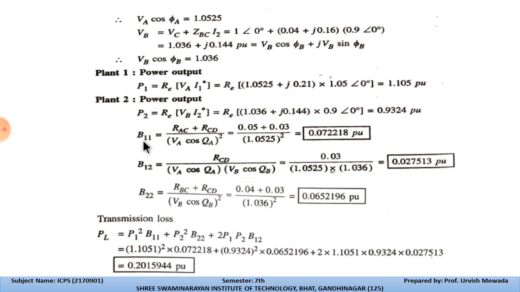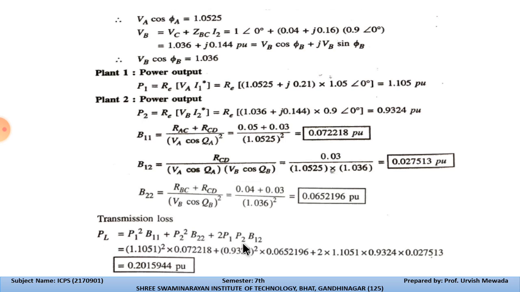So from that, the B11 equation is RAC plus RCD divided by VA cos phi A square. These are the equations that you need to remember for the solution of such examples. By putting these values of RAC, RCD, VA cos phi A, B11 will be 0.072218 pu, and B12, after putting all the values, will be 0.027513 pu, and B22 will be 0.065296 pu.